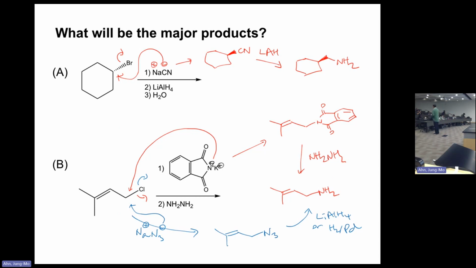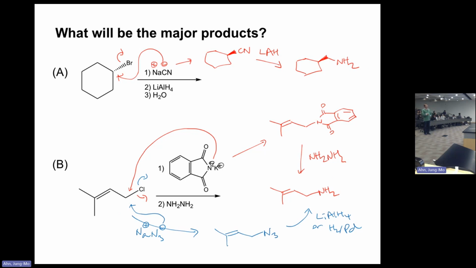Hydrogenation can be used to convert azide to amine, but I don't want to do the hydrogenation here. Can anyone guess why I don't want to do the hydrogenation? Yeah, you recognize this double bond here. If you're using hydrogen gas with palladium, that's going to be reduced too. So you've got to choose the right reducing agent for the occasion. Lithium aluminum hydride, I put it there as a part, but in this reaction you cannot do it. Because if you're using this, you reduce that at the same time you reduce that one. Then you get only partial credit. So you've got to choose the right reagent.